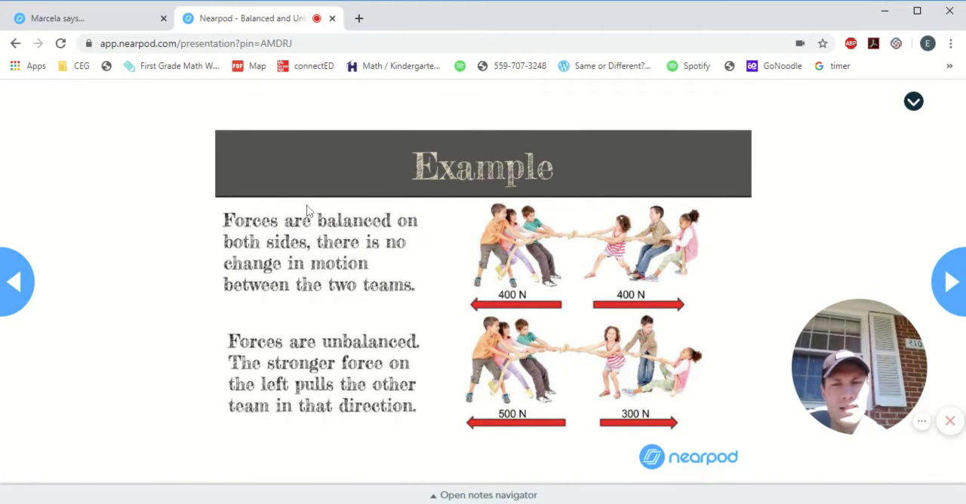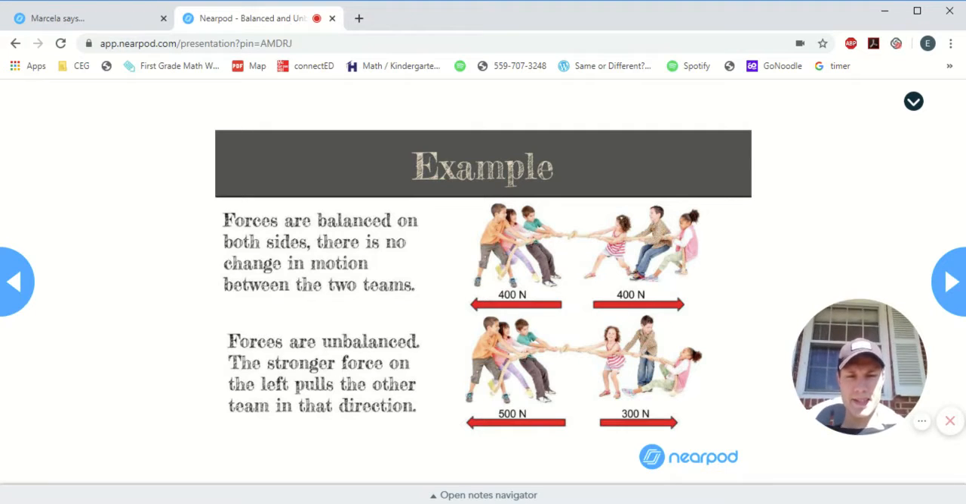So forces are balanced on both sides. There is no change in motion between these two teams. So you can see this team is going 400 to the left. This team is going 400 to the right. Because the forces are the same, they cancel each other out. The net force is 0. This rope will not move.